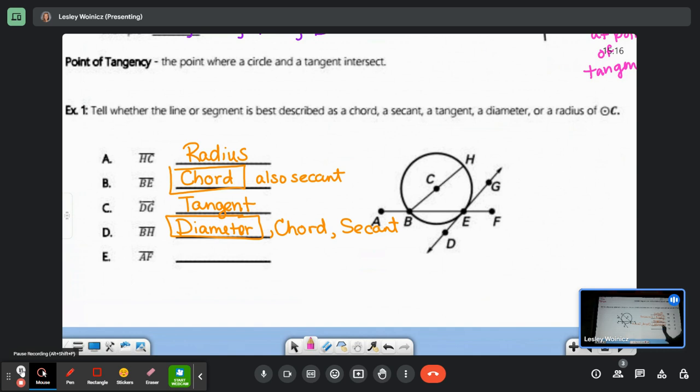All right, AF. It's a secant. Okay, why can't it be a chord? Tell me about its endpoints. Are its endpoints on the circle? No. So if the endpoints are not on the circle, it can't be a chord. Everybody okay with that? All right. That one was a weird one. Flip.